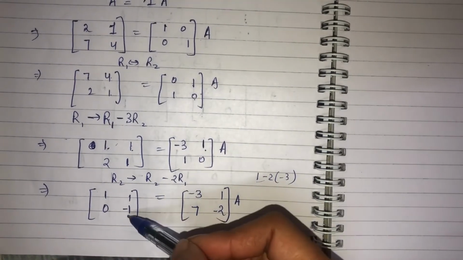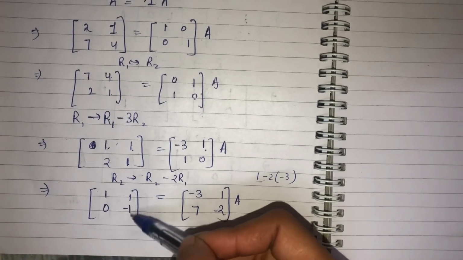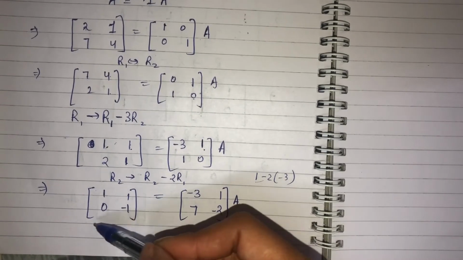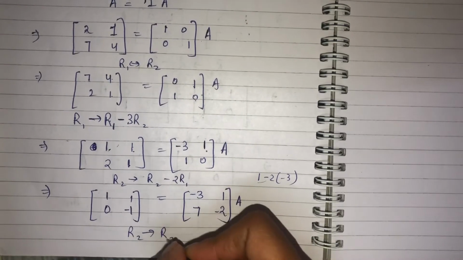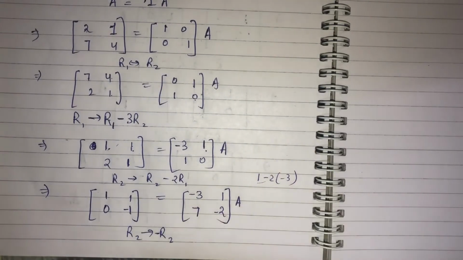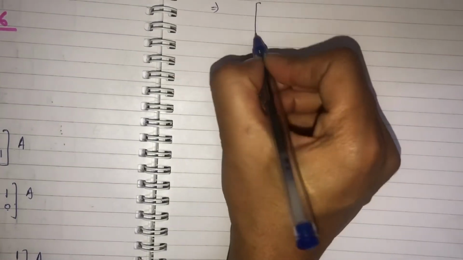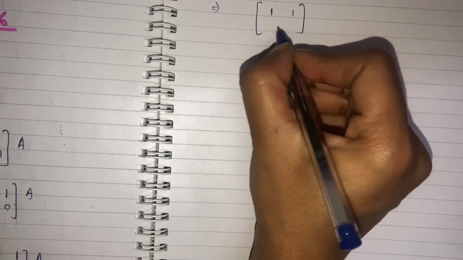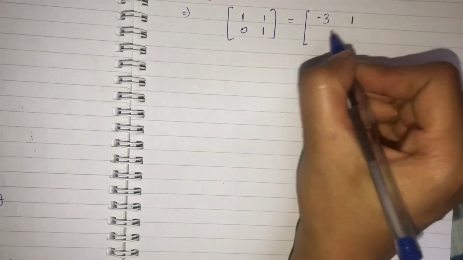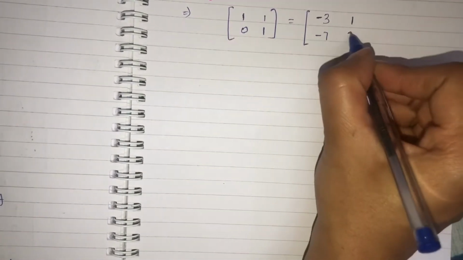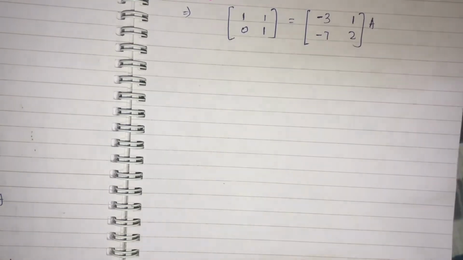So 1 0, and what do I want here? 1. So can I change R2 to minus R2? Yes, I can do that. R1 as it is, R2 gives 0 and here it will be 1, and here R1 as it is, R2 gives minus 7, and here it is 2. Correct, we can do this.